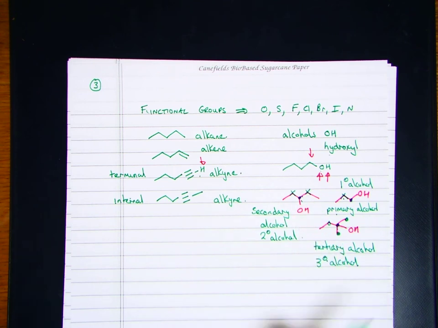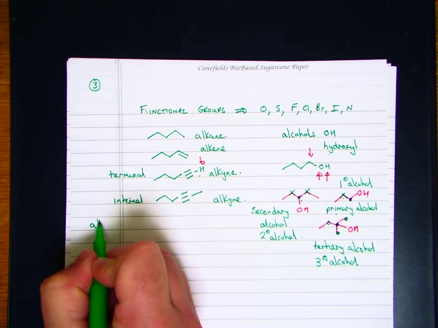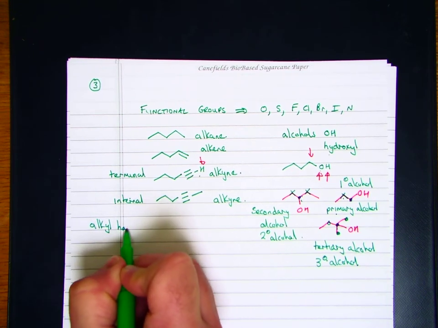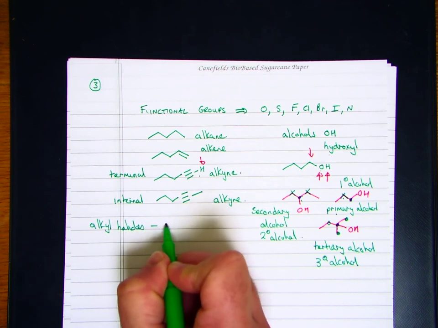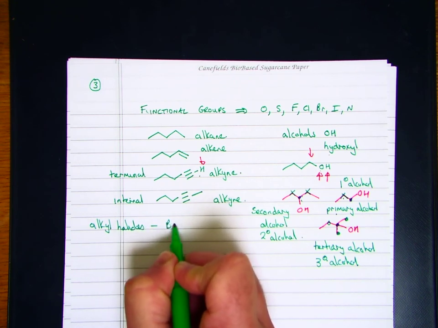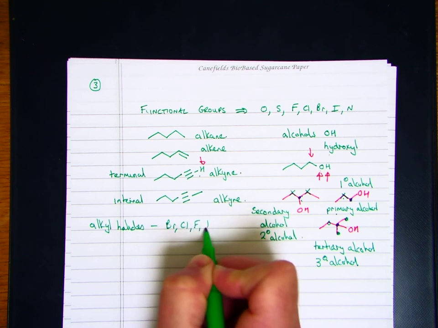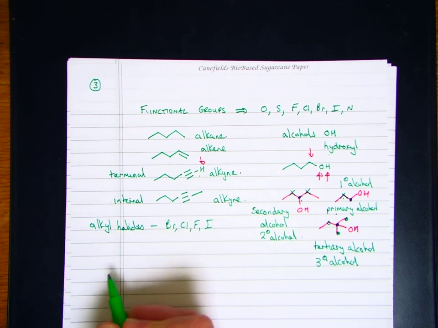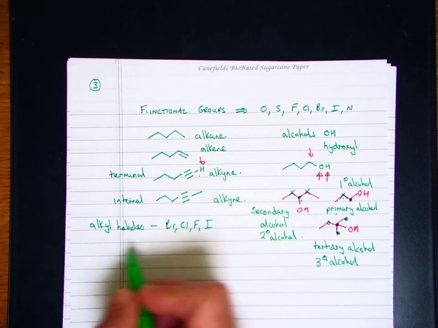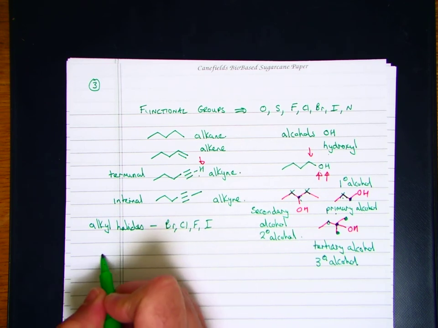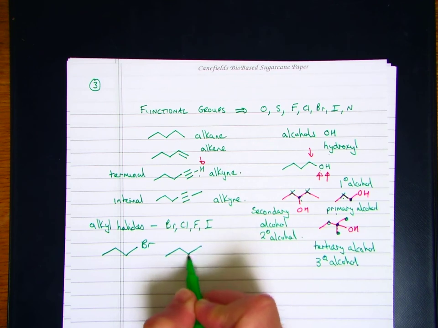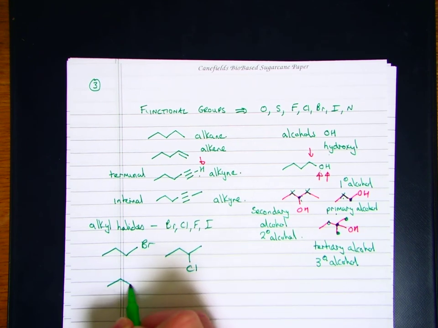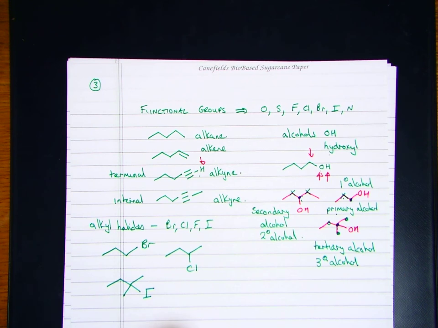In a similar vein, we have alkyl halides. And alkyl halides have a carbon chain with a halogen attached, be it bromo, chloro, fluoro, or iodo. Okay, obviously halides, derivatives of halogens. Alkyl because we've removed a hydrogen. So if we look at this, we've got this, or we can have this, or we can have this. Put an iodine in.